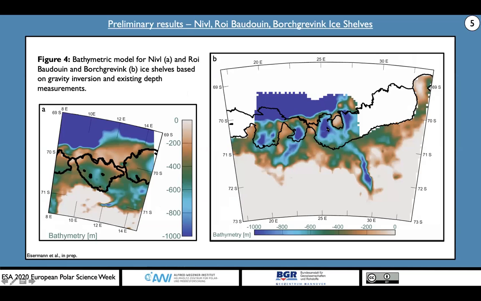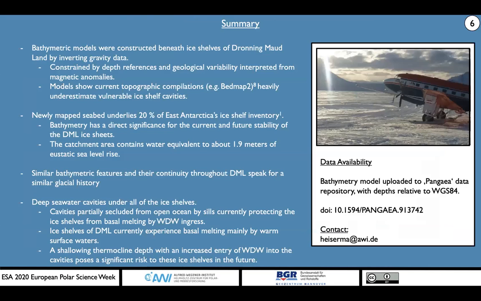Of course, these similar features and their continuity throughout Dronning Maud Land speak for a similar origin story and common glacier extents. So the sills close to the present-day calving fronts, for example, imply end moraine formation by ice sheets that might have advanced up to the continental shelf edges during the last glacial maximum. And the shallow gateways within these sills are currently the limiting factor of warm deep water intrusion into these cavities.